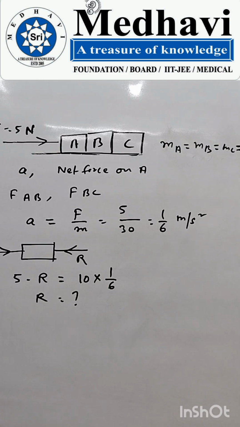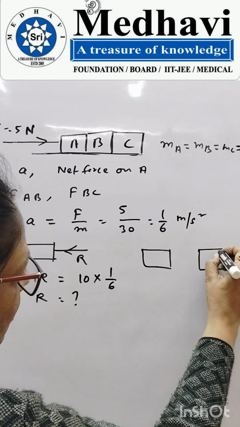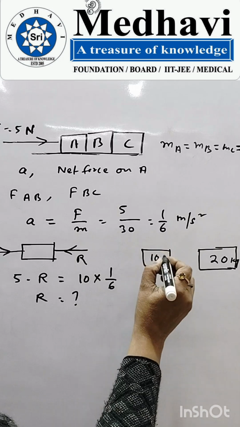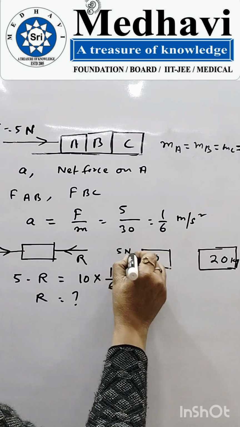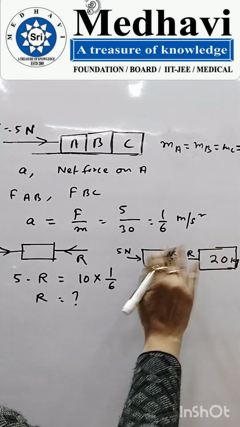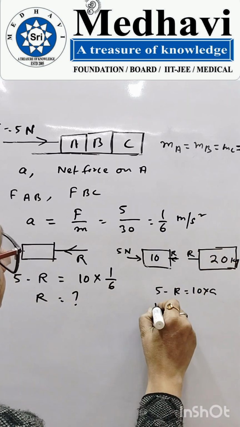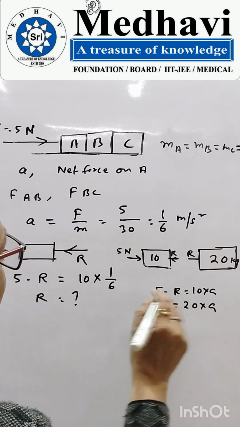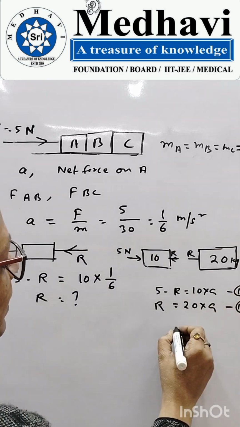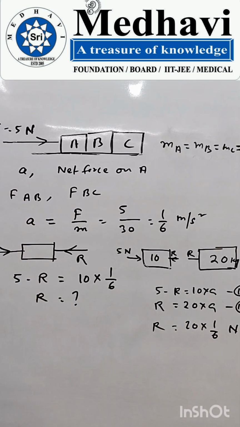If we need to find the force of contact between A and B, then it is an important point you must remember that the masses of B and C will be taken together. They will be joined. So 20 kg, and this is 10 kg, here the force is 5 Newton, and here is the contact force R. For this body you can write 5 minus R is equal to 10 into a, and for this body, R is equal to 20 into a. The value of a we have already got. Put the value in either equation 1 or 2. Putting it in equation 2, it is 20 into a, 1/6. That many Newton is the force of contact between A and B.